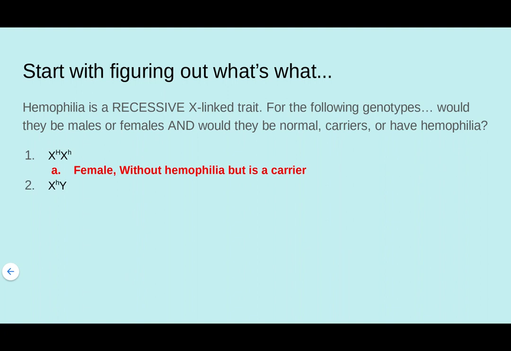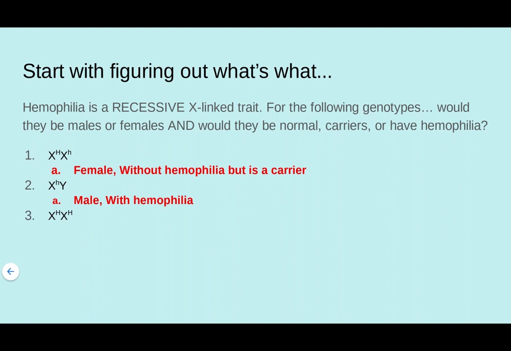The next one is XY. That tells me right away it must be a male. So I want to know, are they normal or do they have hemophilia? In this case, their X carries the recessive allele. And with males, it's one and done. If you have one of the recessive alleles, you have hemophilia. So this would be a male with hemophilia.